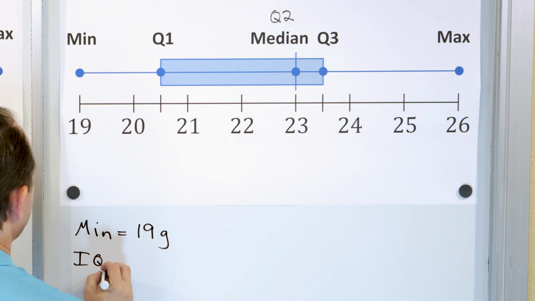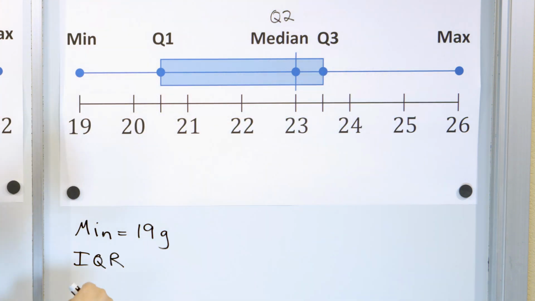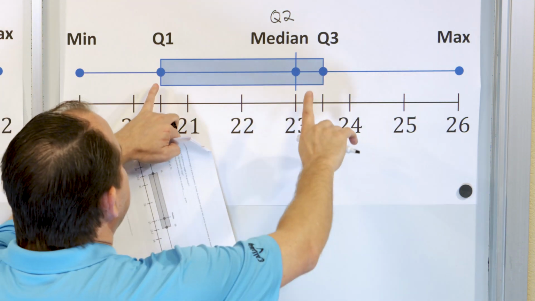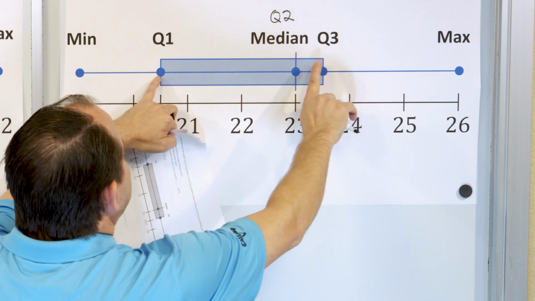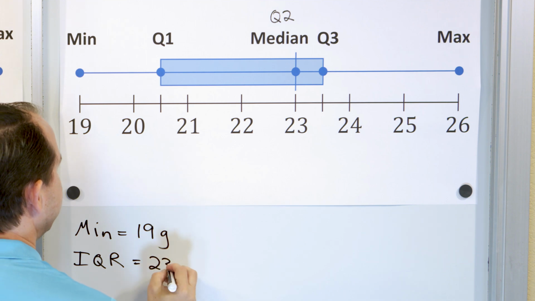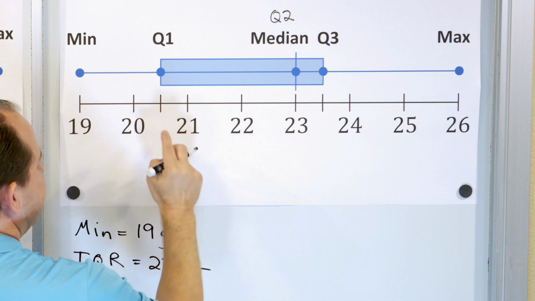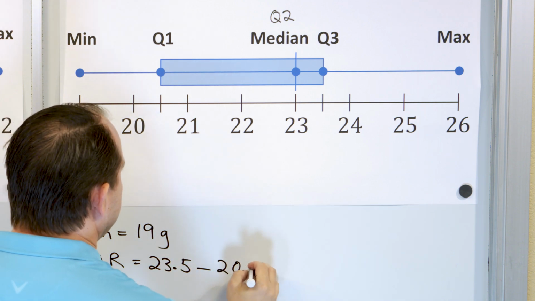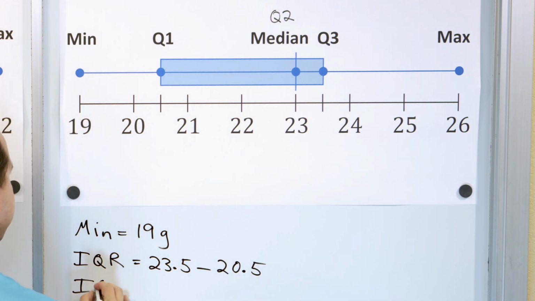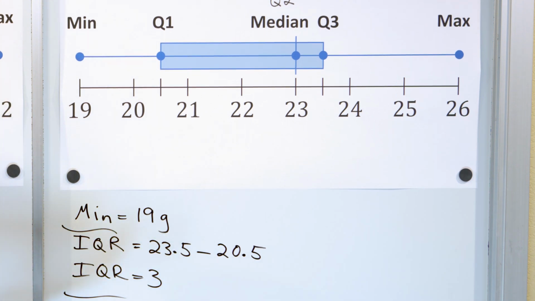Question number 2, what is the interquartile range? Remember, the regular range is just the maximum minus the minimum. The interquartile range is to take a look at only the quartiles and subtract these values. So this is 23.5 minus the lower boundary here, 20.5. And when you subtract these, the interquartile range, you just get an answer of 3.